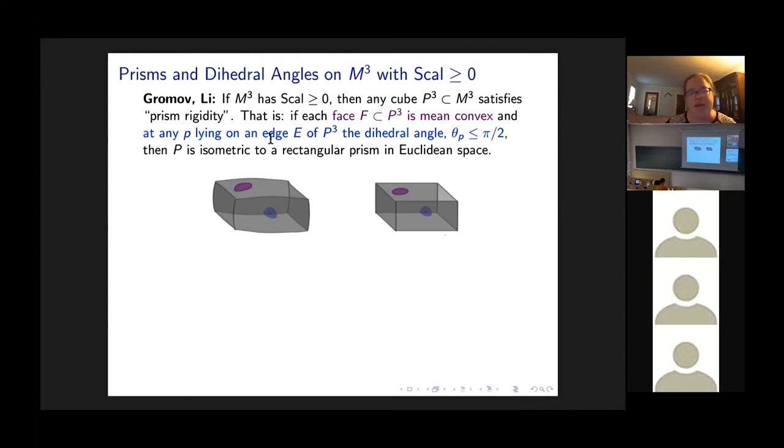And at any point P lying on an edge E of P^3, so here's an edge, here's a point P, the dihedral angle theta_P is less than or equal to pi over 2. So it's saying that these angles here are all going to be less than pi over 2. Then P is isometric to a rectangular prism in Euclidean space.